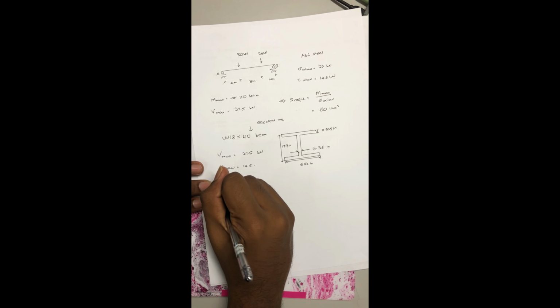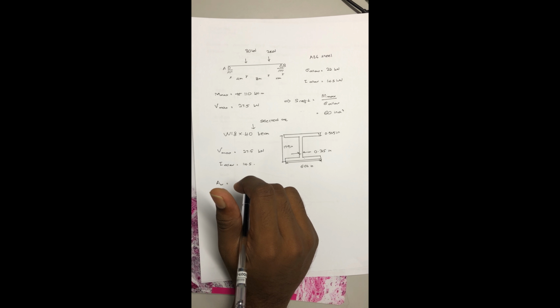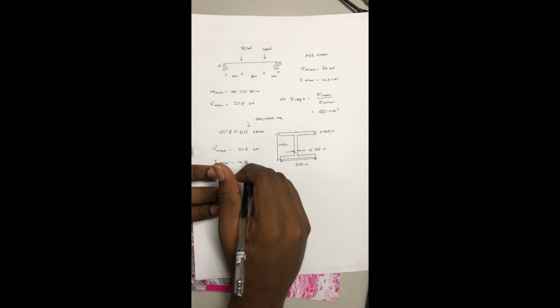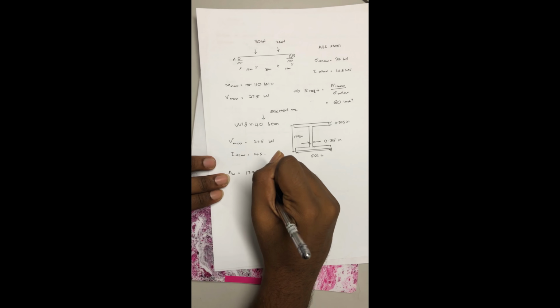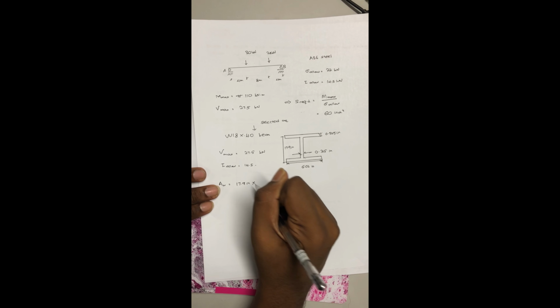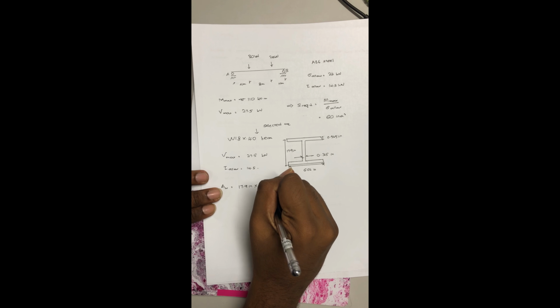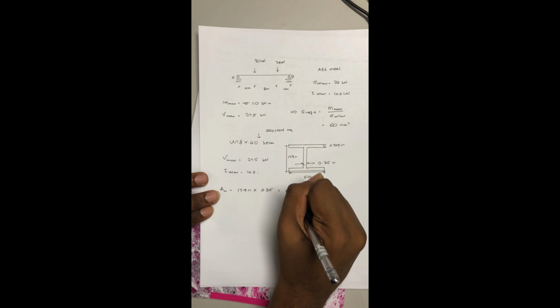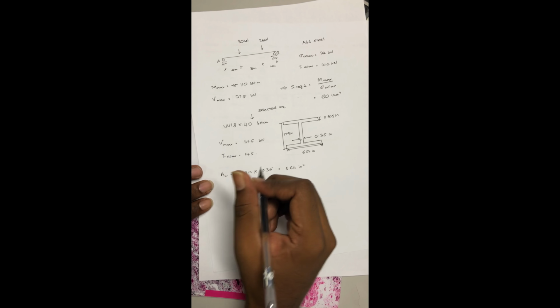Next we can calculate the area for the given beam, which is the height, 17.9 inches, times 0.315. The b is 0.315, and we'll get 5.64 square inches as the area.